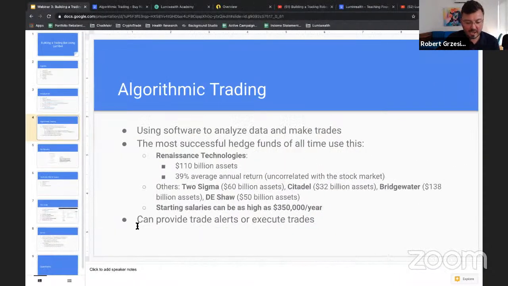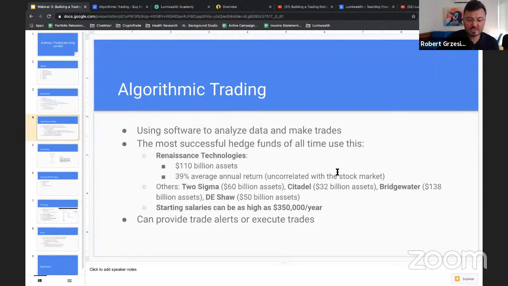Okay, cool. And then another little side point, some people are not comfortable with these algorithms actually executing trades. You could also set up these algorithms to give you alerts so you can buy manually yourself as well. You don't have to have the algorithm actually execute.